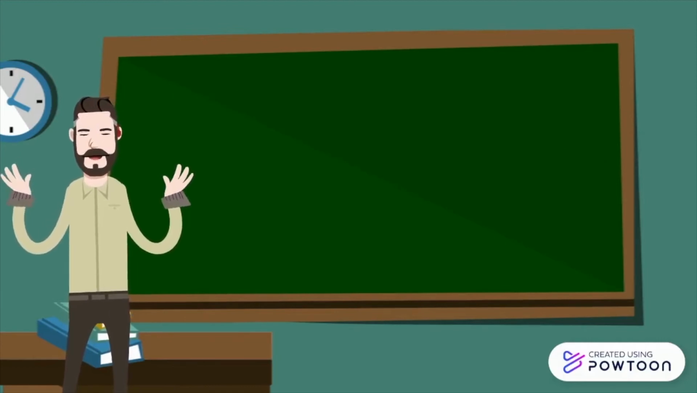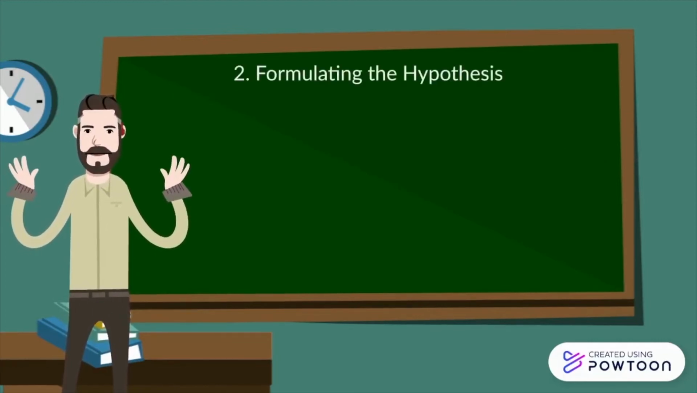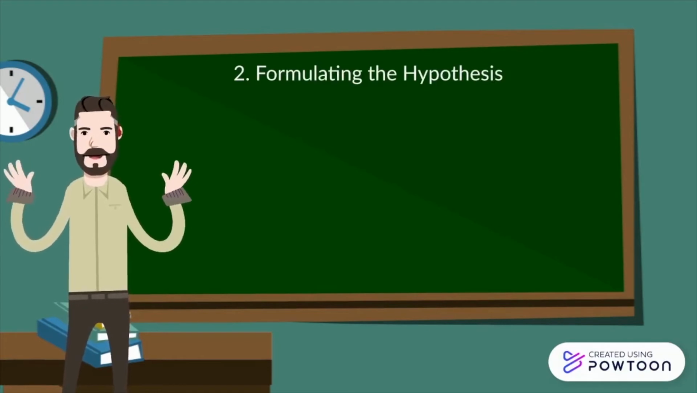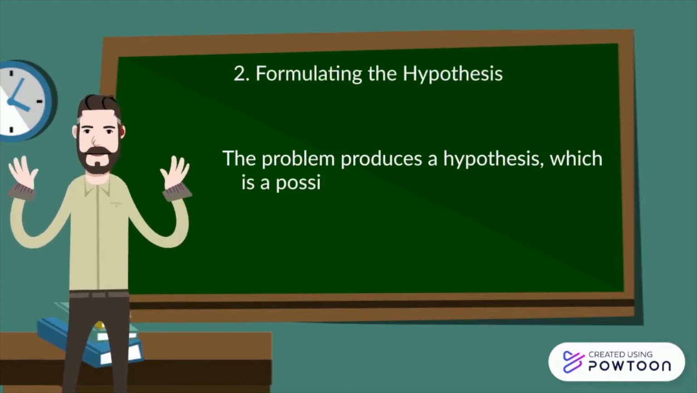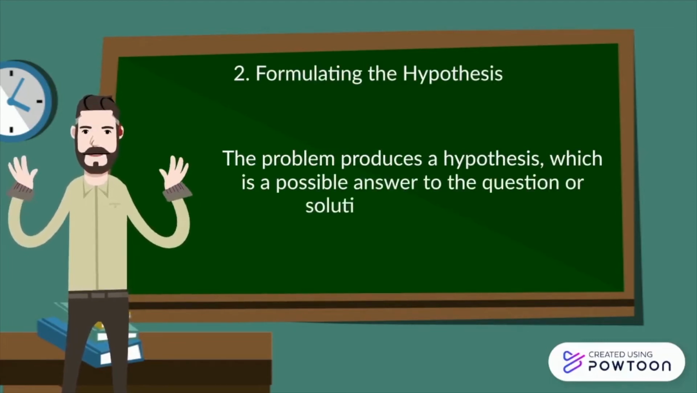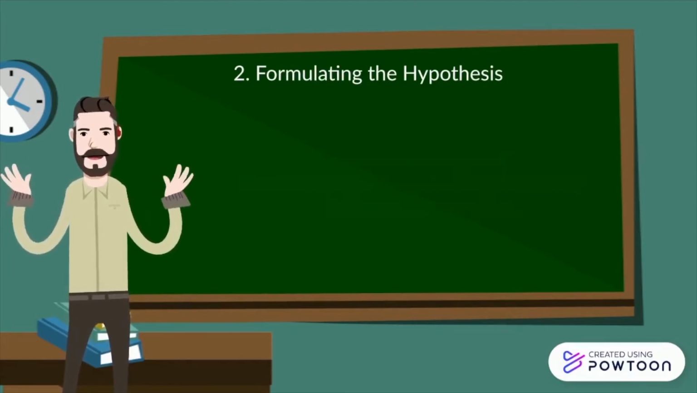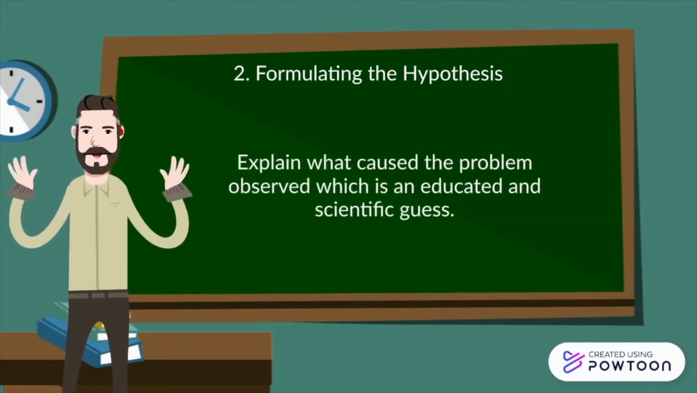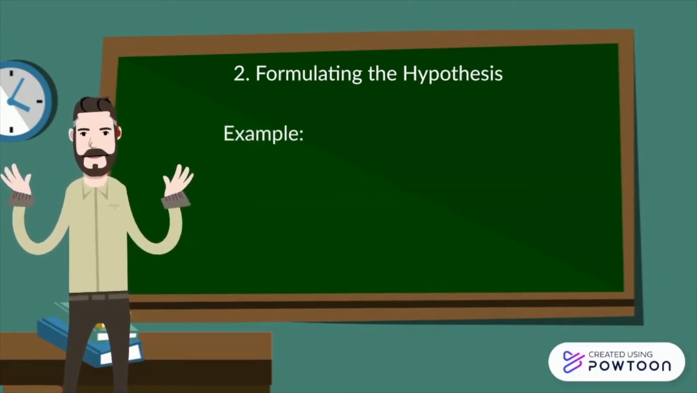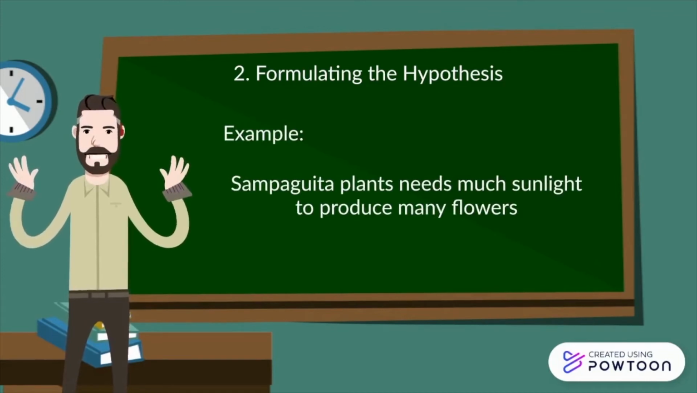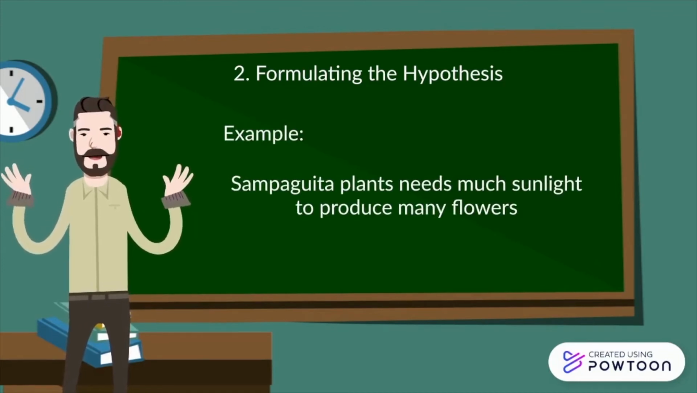The second process in the scientific method is formulating the hypothesis. The problem produces a hypothesis, which is a possible answer to the question or solution to the problem. It tries to explain what caused the problem observed, which is an educated and scientific guess. Example: sampaguita plants need much sunlight to produce many flowers.